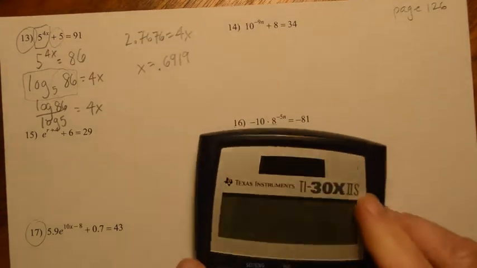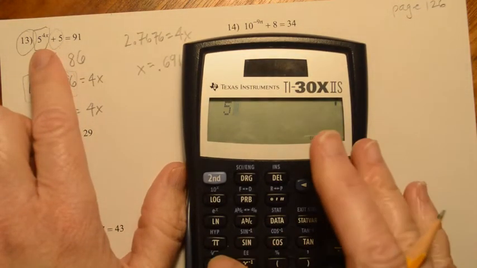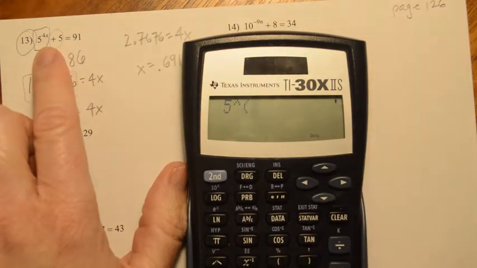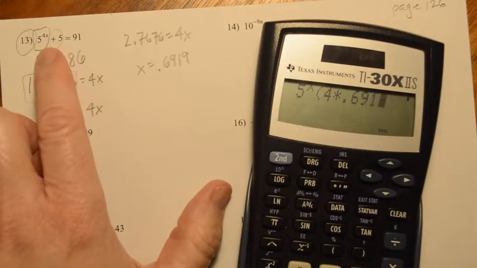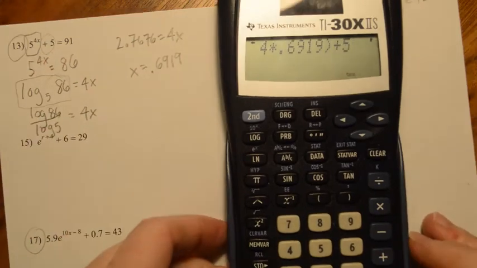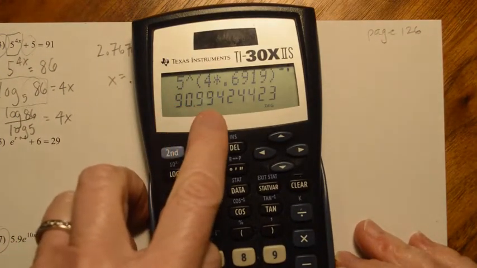And again, you can try that out and make sure that it gives you a good answer. If I do 5 to the, and now I'm going to put it in parentheses here, 4 times 0.6919, end parentheses, and then plus 5, that should get me 91 or something very close, yeah, 90.99.